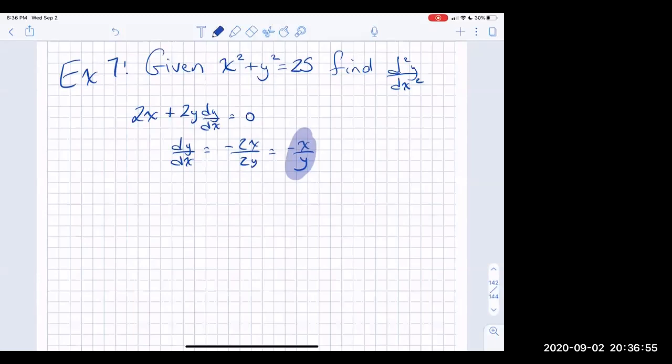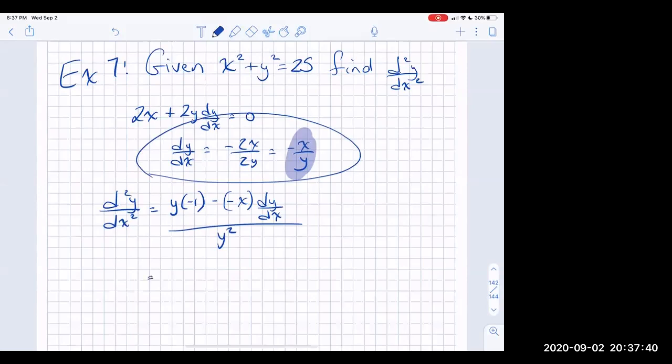Now we find the derivative of that, right? So my second derivative is equal to low d high minus high d low over low squared. Okay. Now, do I know what dy/dx is? Yes, I do. It's that. So we have negative y plus x, after we simplify it, times negative x over y, all over y squared.